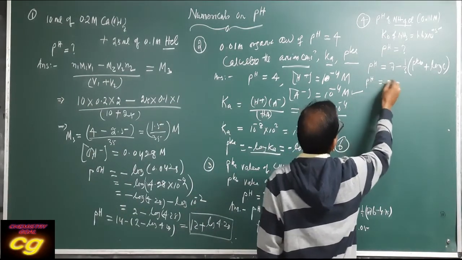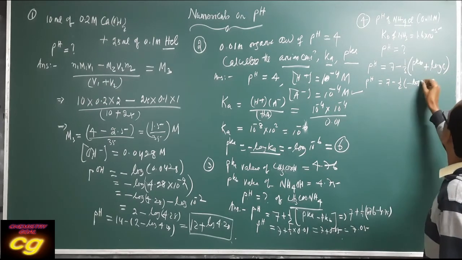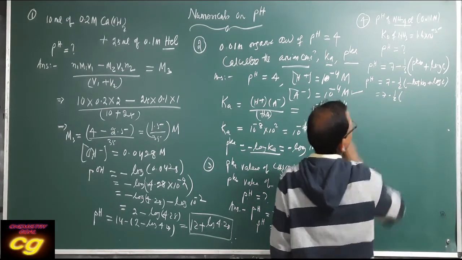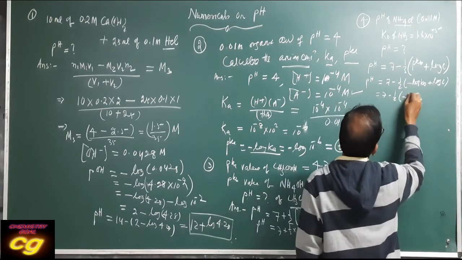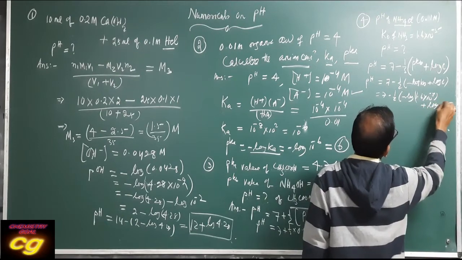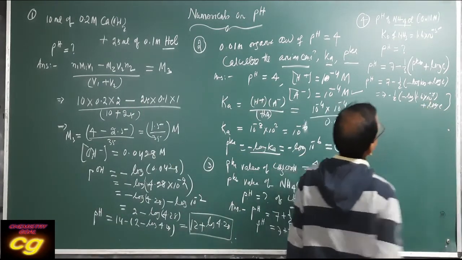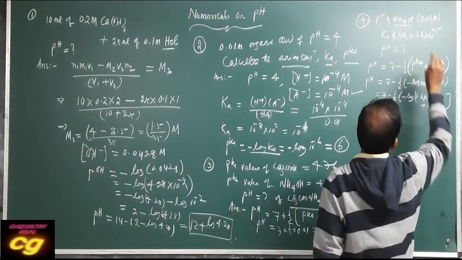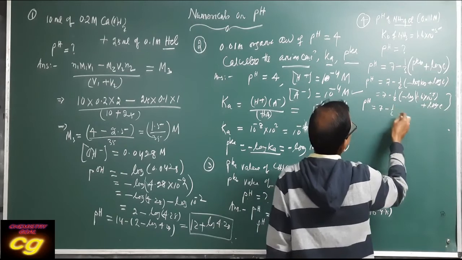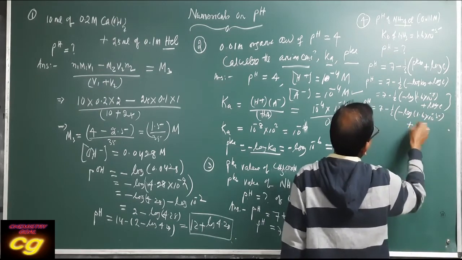So pH is equal to, as per the question, 7 minus half pKb. pKb means minus log Kb, plus log C. Here pH is equal to 7 minus half, then minus log Kb means you have to take minus log 1.6 into 10 to the power minus 5, then plus log C. So you have to calculate this. Log C means the C value is 0.1.